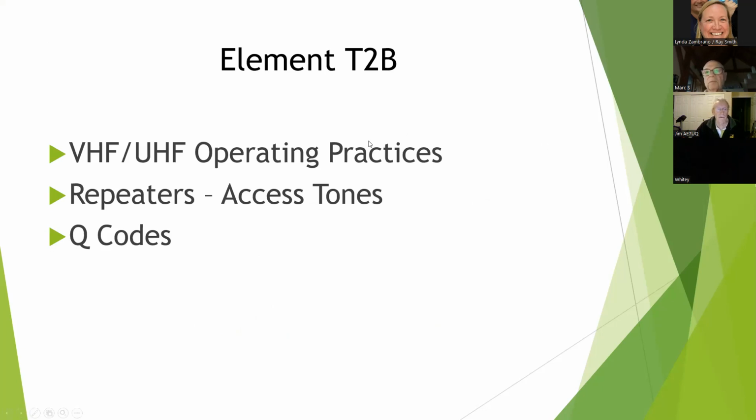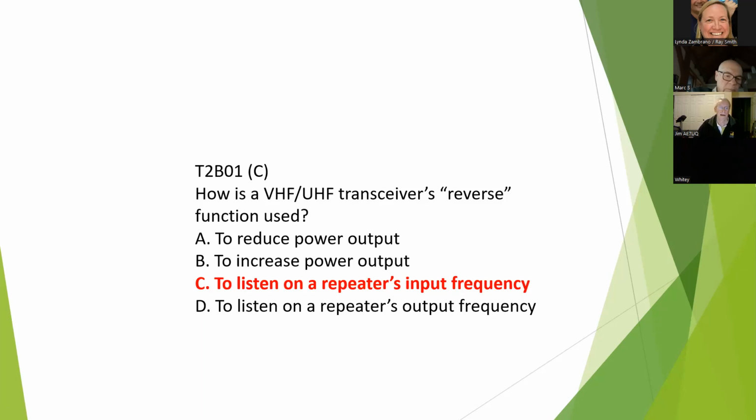We've covered some of this stuff already. A lot of this is more stuff on repeaters. We'll also get into Q codes. But there's not a lot of new stuff that we haven't already talked about, so we'll just jump right into the questions. How is the VHF/UHF repeater's reverse function used? Now remember, we talked about how the repeater has a receive frequency, in other words the frequency you called it on, and then it has a transmit frequency, what it sends out the message on. And what the reverse does is it switches those around.